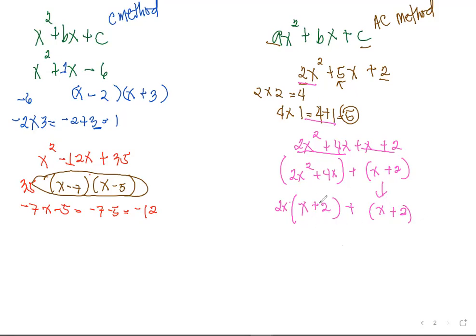Magkapareho po yung nasa loob ng parenthesis natin, so pag-iisahin na lang natin siya. So, that is x plus 2. This is the first factor. Now, how do we get the second factor? Kukuhanin natin yung dalawang GCF niya, which is 2x. And then we have here an imaginary 1. So 2x plus 1. The factor for 2x squared plus 5x plus 2 is equal to the quantity of x plus 2 times the quantity of 2x plus 1.